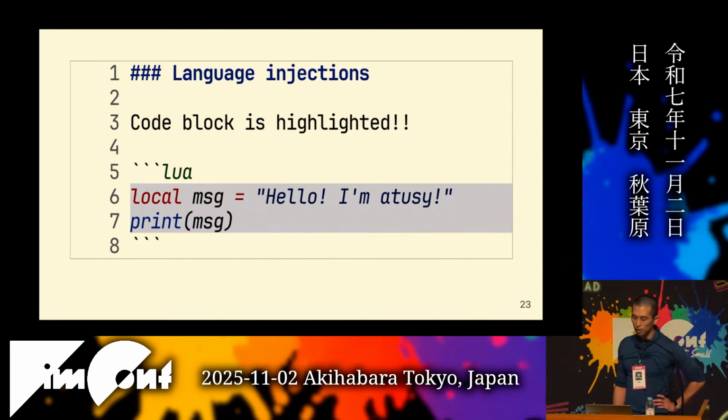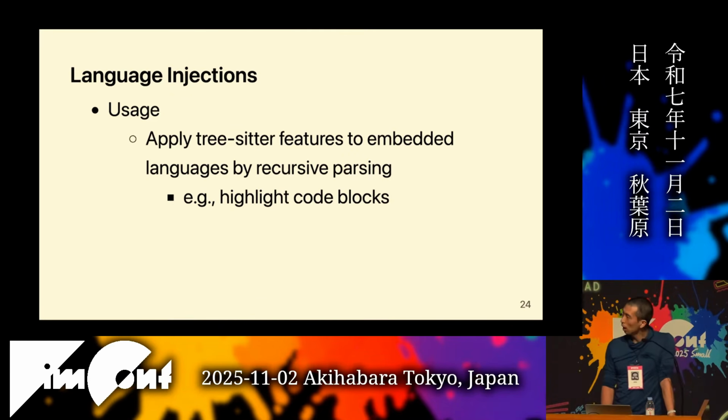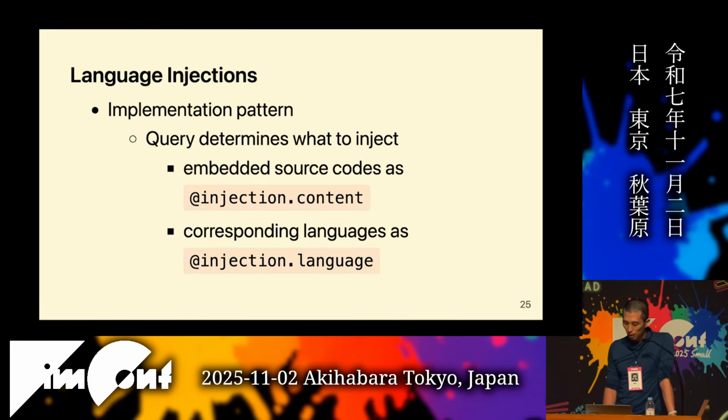And the third example is language injections. That's a very cool feature of Treesitter. So this is a markdown screenshot, and we see the Lua code block is highlighted as Lua code, not as markdown. Because Treesitter has a feature to identify the embedded language. It's not only for highlighting, but in this way, we can apply Treesitter features to embedded languages by recursive parsing, like folding or such kind of stuff.